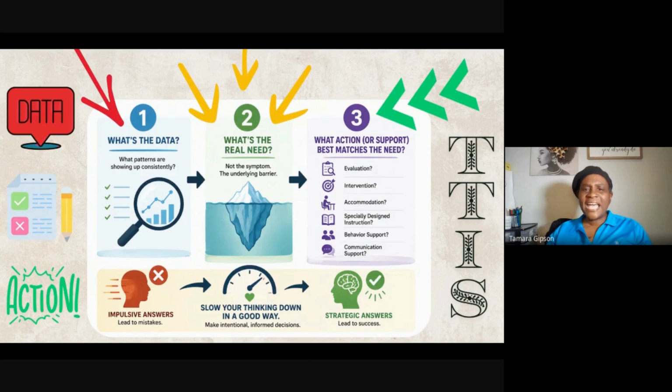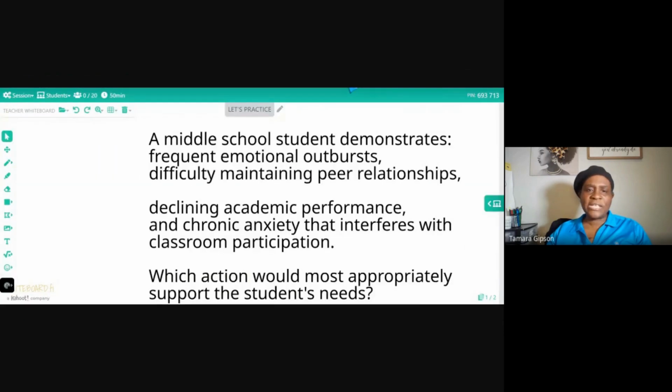So we have a middle school student that demonstrates frequent emotional outbursts. They're having difficulty maintaining peer relationships, declining academic performance, and chronic anxiety that often interferes with classroom participation. And the question essentially, of course, this is a brief way of asking you, is which action would most appropriately support the student's need?